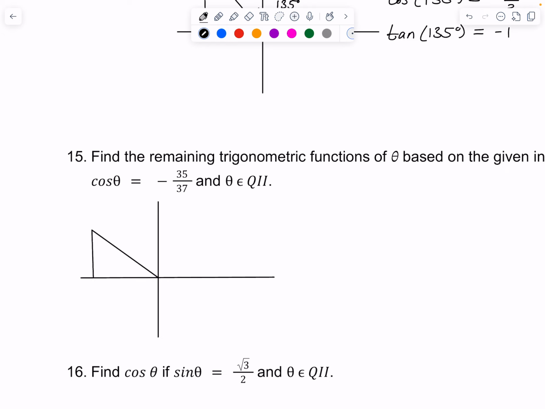No, it's in quadrant 2. It says quadrant 2, and that is a picture of quadrant 2. So the x is negative 35, and the hypotenuse is 37. So to find the missing side, I just do square root of 37 squared minus 35 squared.